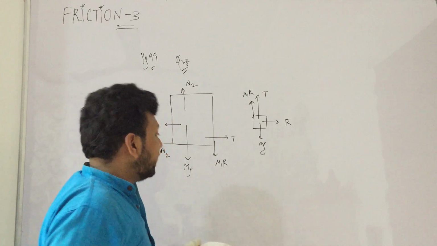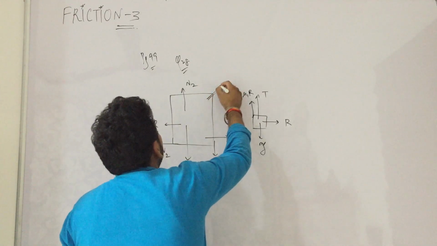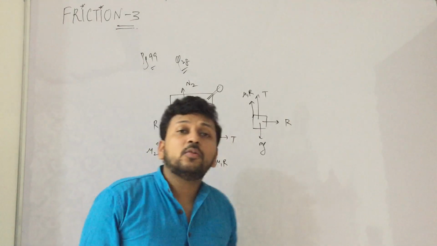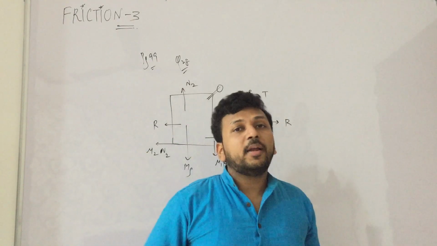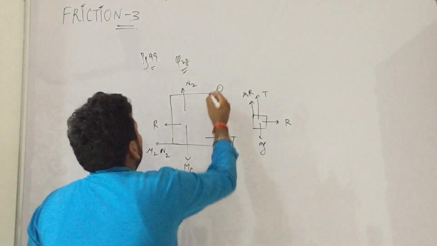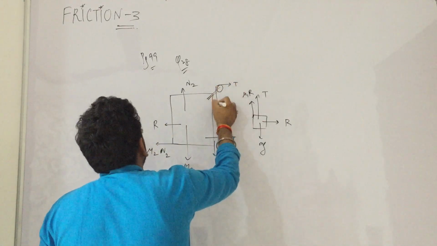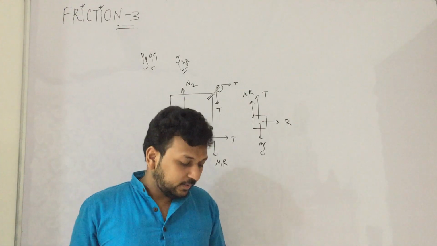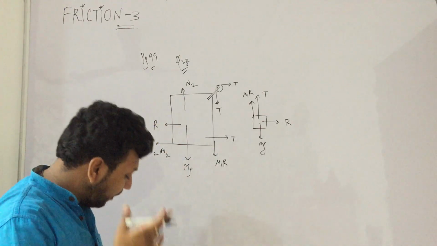Now we have to understand one more thing. There is a pulley here, and the pulley is part of this block. Whatever forces are there on the pulley, that block has to handle them. So what forces are there? Tension is there. So the block has to handle this. This is the new thing.